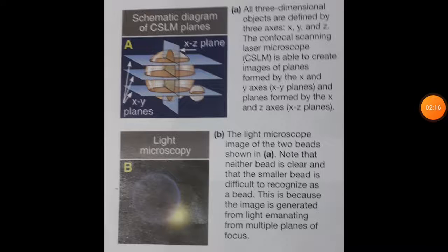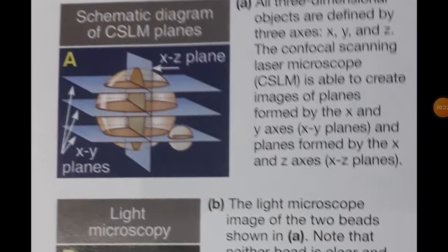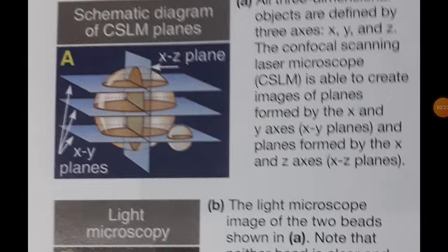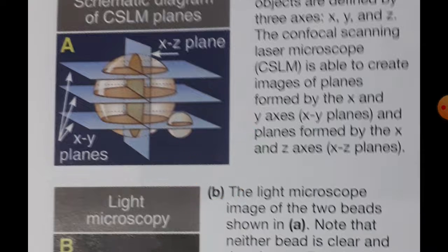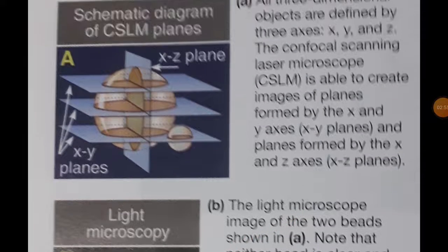So let's see this picture. I have taken this picture from the Prescott microbiology book. As you can see, this is a large bead, this is a small bead. Whenever we use any kind of normal traditional microscopic technique to visualize those kinds of 3D specimens, the image will be blurred, something like this one. Can you understand each and every detailed part of the image? No, it is not possible. So now confocal microscopy will help you.